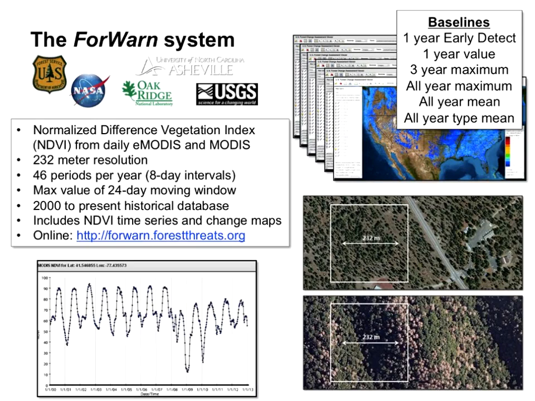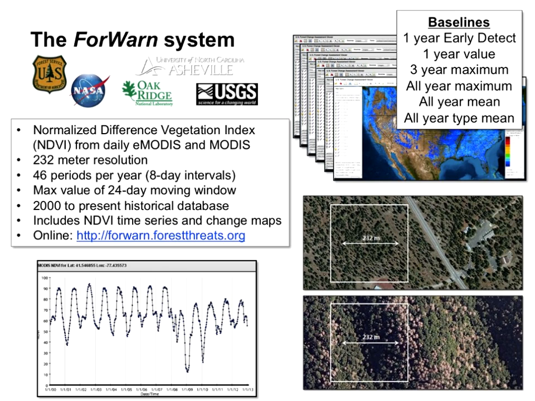And so the ForWarn system includes this time series and all the richness that it conveys, along with change maps that are produced in near real time since 2010, and are available on the website shown here, forwarn.forestthreats.org. So the change maps that you'll see on that website use a number of different baselines.